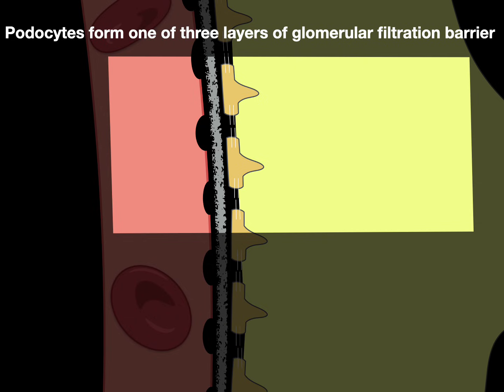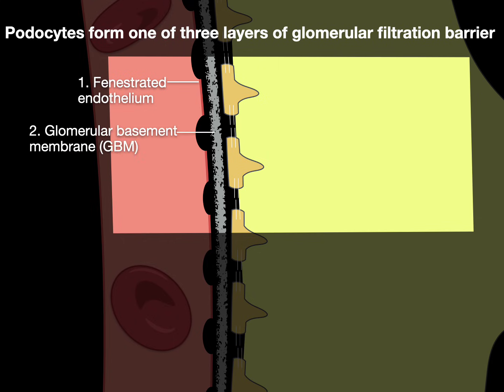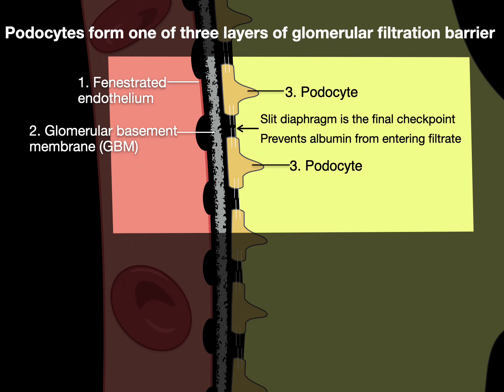Its job is to repel negatively charged plasma proteins like albumin. The podocytes form one of three layers of our glomerular filtration barrier. There's the fenestrated endothelium on the luminal side of the glomerular capillary. Then there's a shared glomerular basement membrane that is created by both the endothelium and our podocytes. And that slit diaphragm is the final checkpoint of glomerular filtration, and one of its big functions is to prevent albumin from entering the filtrate.